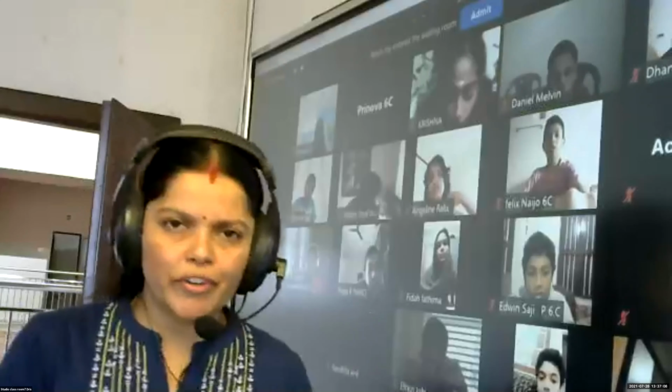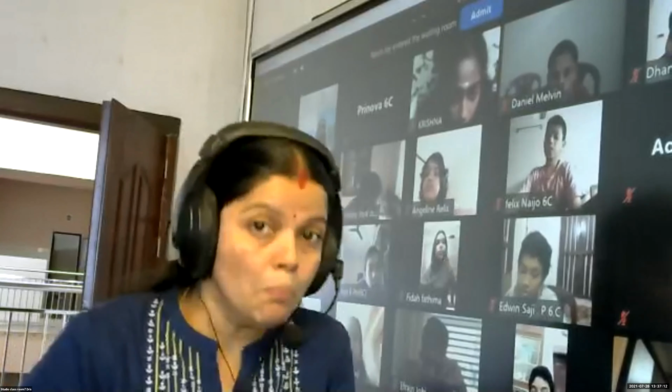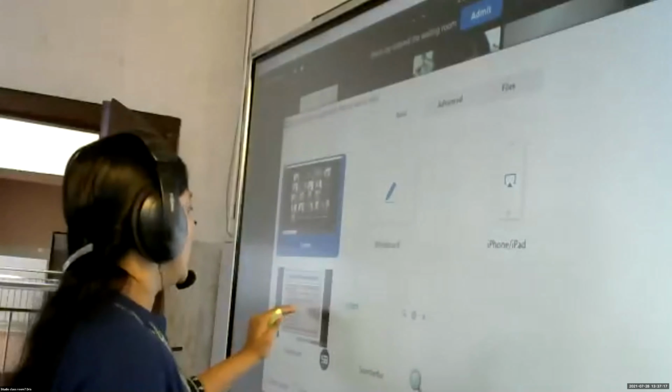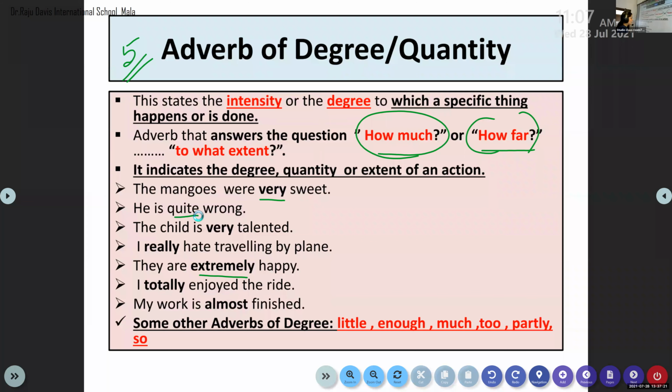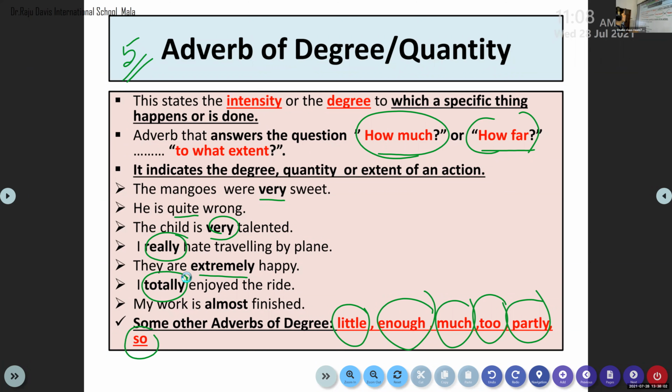Okay, now, adverb of degree answers the question how much, and it shows the intensity of the action. Look at the examples of commonly used adverbs of degree: little, enough, much, too, partly, so. So thirsty. Extremely happy. I totally enjoyed the ride. My work is almost finished. I really hate traveling by plane. Totally enjoyed, what is the extent of your action? It indicates the degree or extent to which an action is performed.